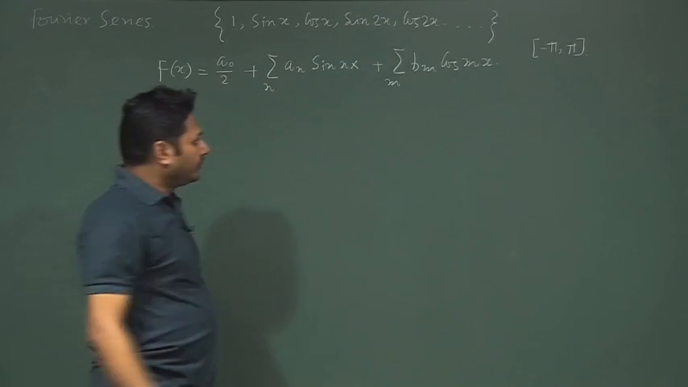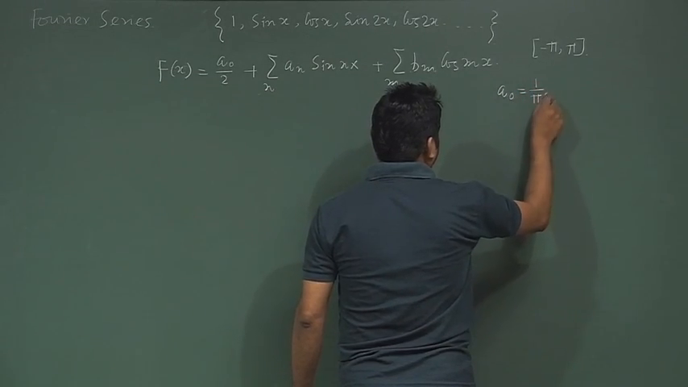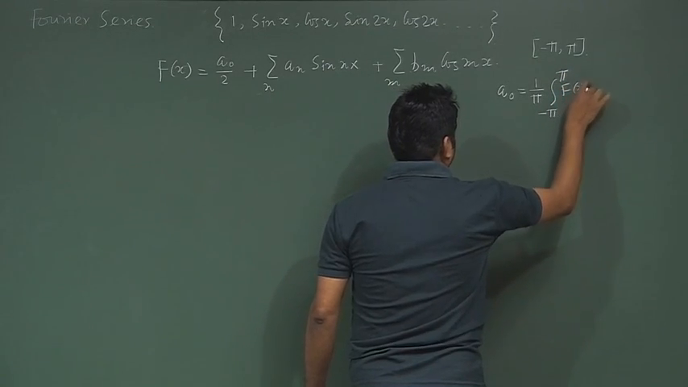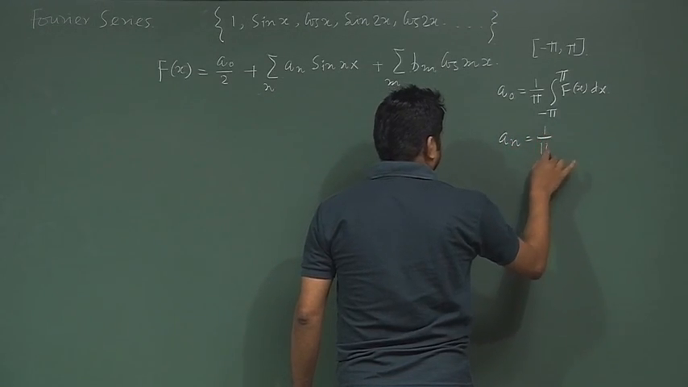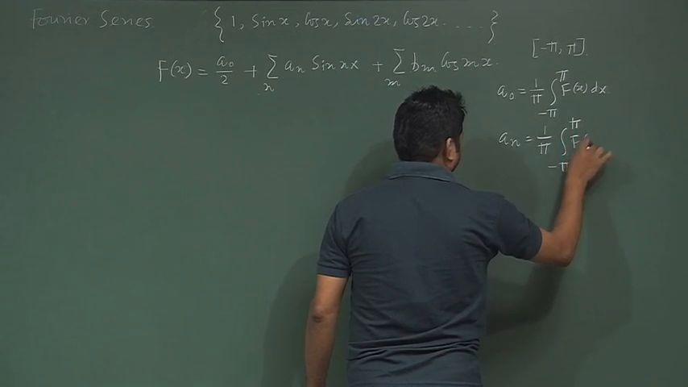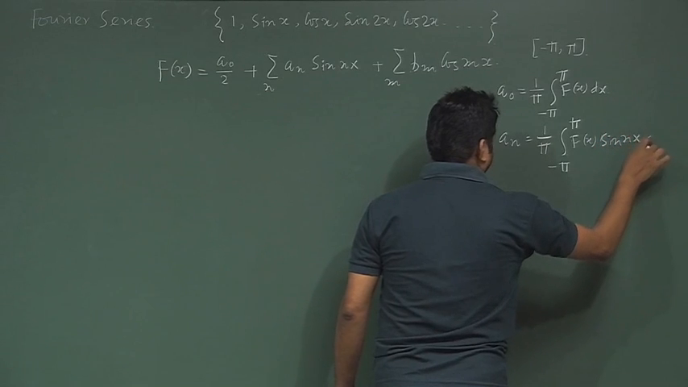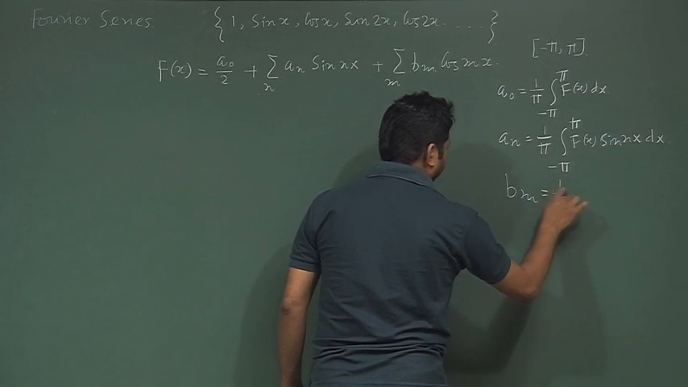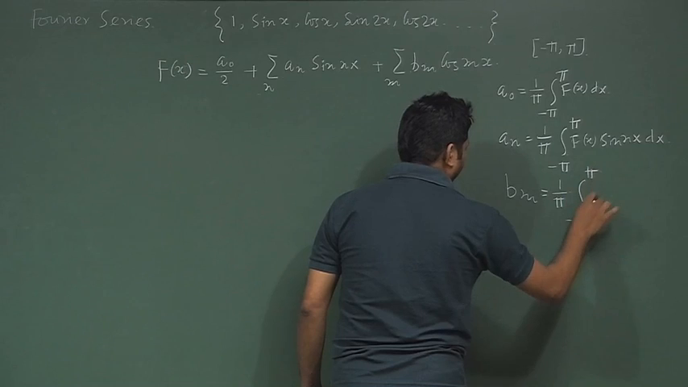After having that, we also find the coefficients: a0 is 1 by pi, integral from minus pi to pi of f(x) dx, and similarly a n and b n, or m, whatever. It is just a dummy index, so we shouldn't bother about it.